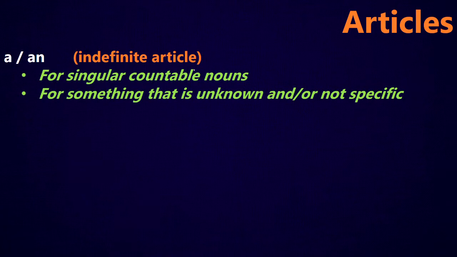We also use indefinite articles for something that is unknown or not specific. The difference between a or an is we will use a before a word that starts with a consonant and an before a word that starts with a vowel. So when I say consonant and vowel, I'm talking about the sound, not necessarily the letter. Because some letters are silent at the beginnings of words. Like in the word hour, it starts with an H, which is a consonant, but the sound is a vowel sound. So we would say an hour.